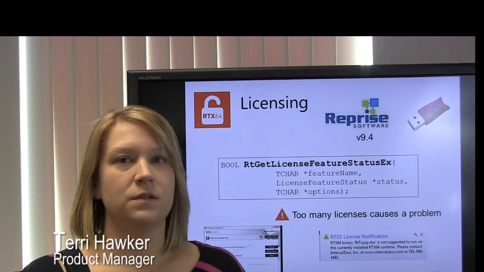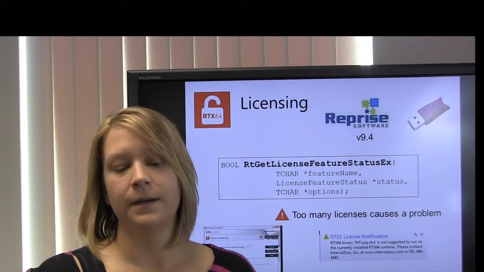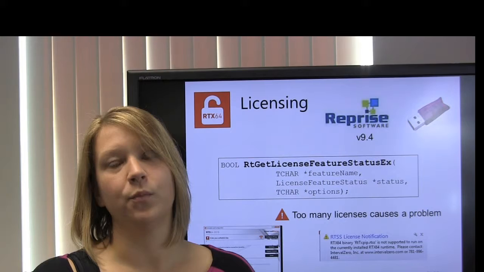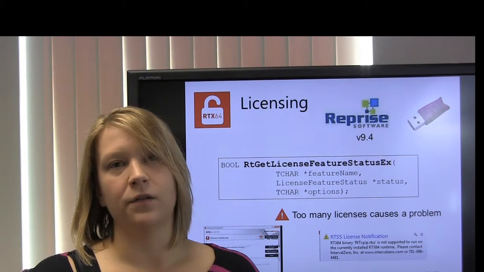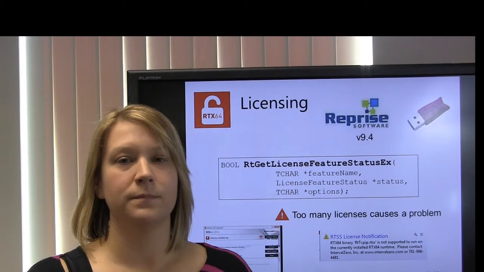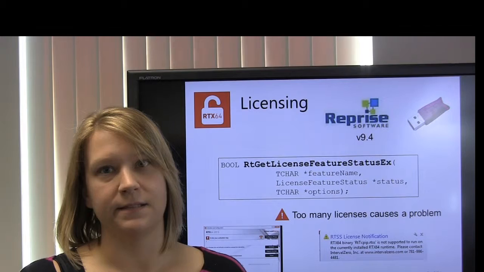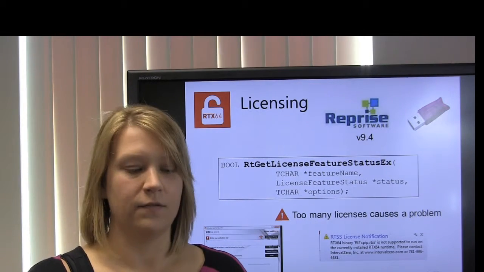We've also made a couple of changes to licensing with this release. We've upgraded to the latest version of our third-party licensing system, which is Reprise. One of the reasons we did this is because we had a problem with dongles. If you plugged in a dongle other than a Reprise dongle, the licensing would sometimes be confused and you wouldn't be able to properly license the product. The 9.4 version of Reprise takes care of this issue.